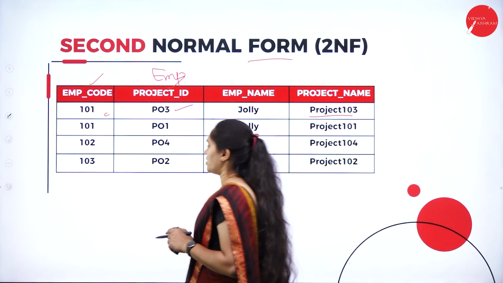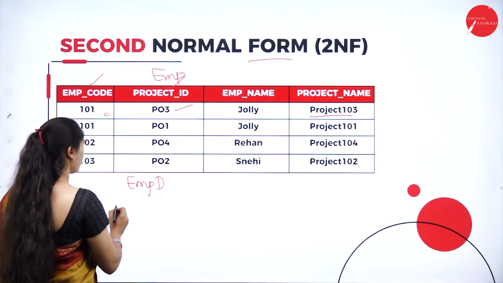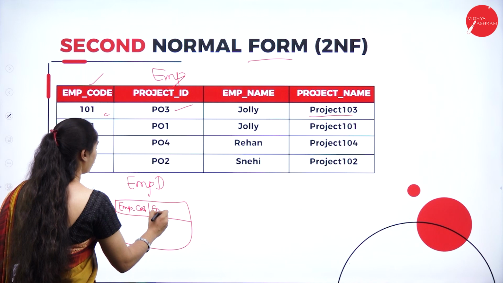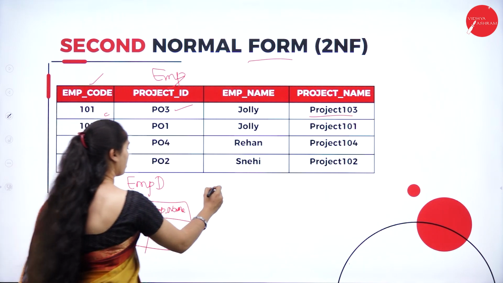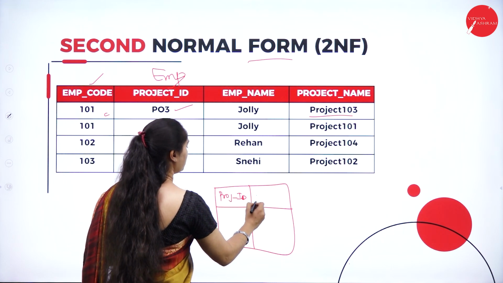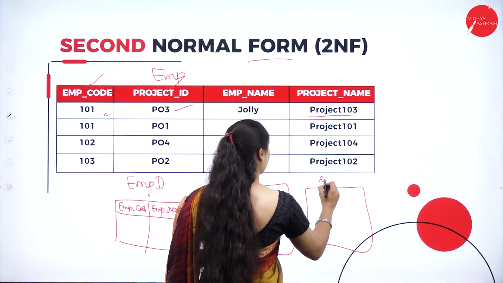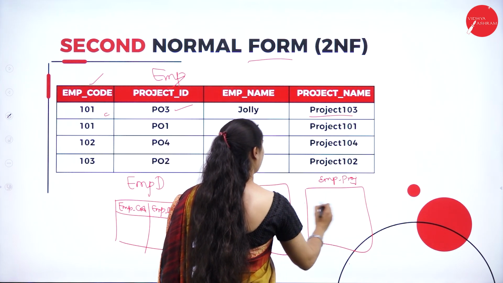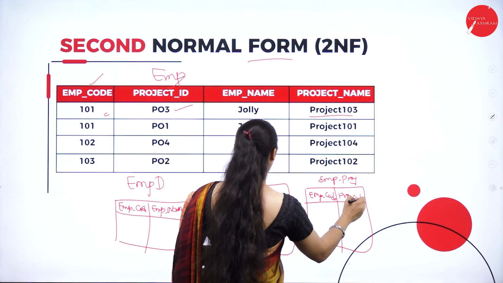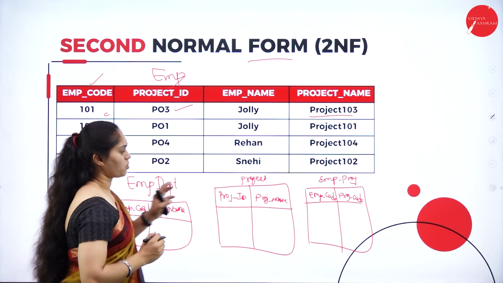So what we can do is decompose this table into a number of tables. For example, I can take employee details, in which we have the employee ID or employee code and employee name. This becomes one table, and I can have one more table called department. Next, we have a table with project ID and project name, and one more table called employee project, in which I can have employee code and project code.